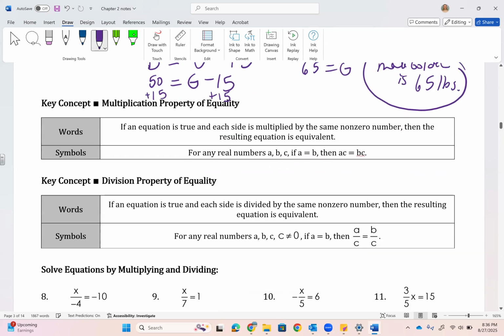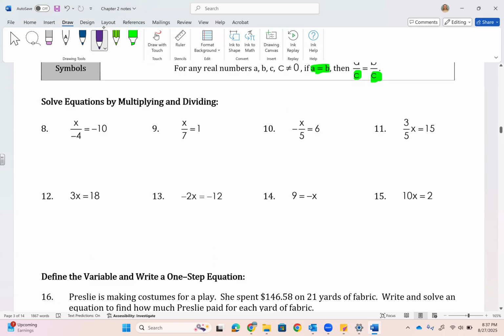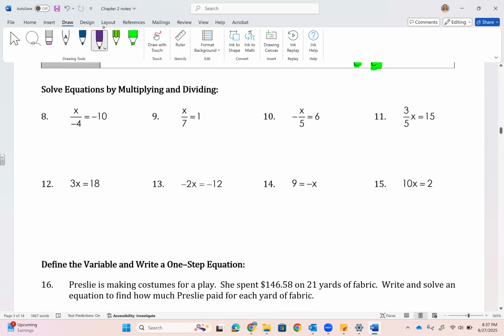Another thing you can do to both sides of an equation is, if you start with an equation, you can times both sides by the same number. Should be like C, times both sides by C. You can also divide both sides by the same number. The exception is you can't divide by 0. So let's try doing these questions here, and then we've got one word question.